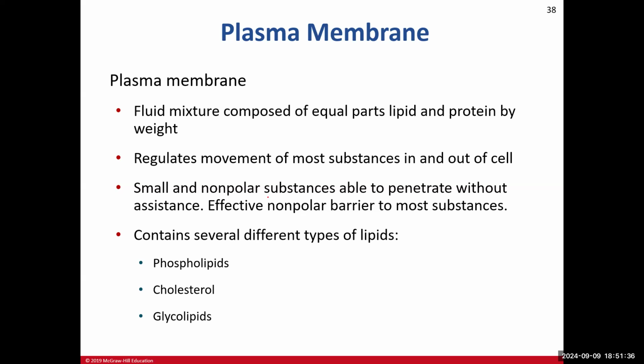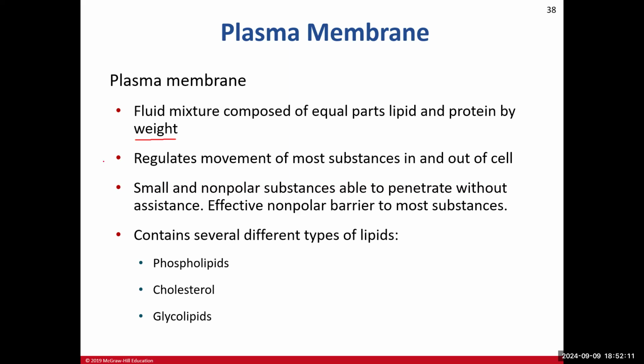When we're looking at the plasma membrane strictly from the weight standpoint, we roughly have equal parts of lipids and proteins. But if you were to look at the plasma membrane, it would look like there are way more phospholipids than there are proteins, which is true. But just keep in mind that when we say it's composed of equal parts of fat or lipids and proteins, it's just by the weight.